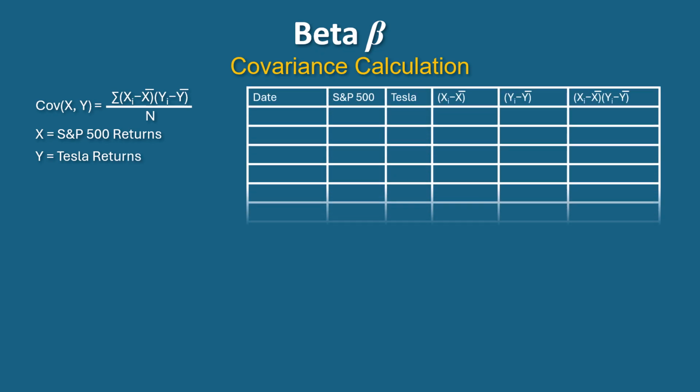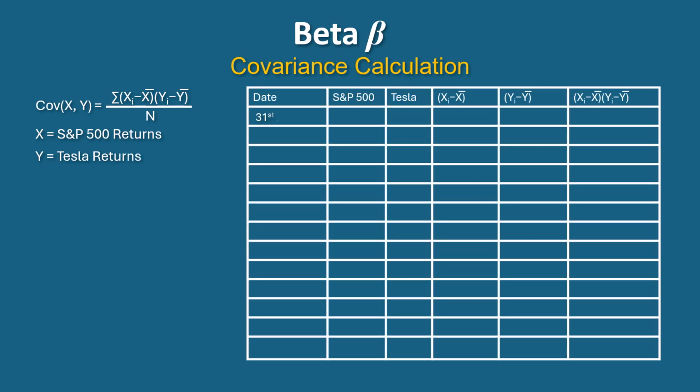Let's create a table for the whole year. January, S&P return equals 5, Tesla return equals 5. February, S&P return equals 5, Tesla return equals 7. March, S&P return equals negative 3, Tesla return equals negative 5. And so on for all 12 months.